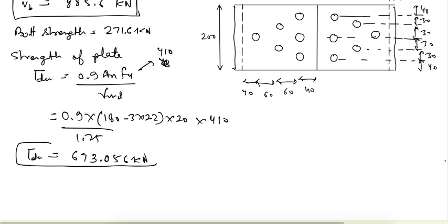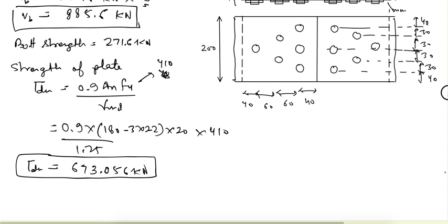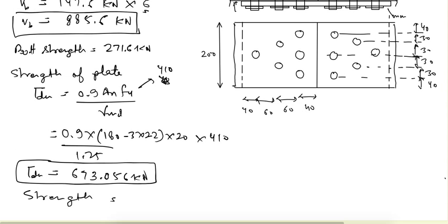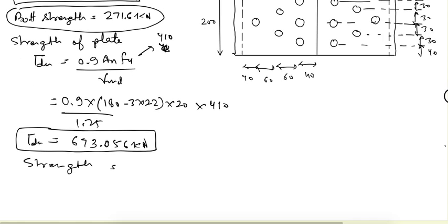So we have obtained the strength of bolt and we have obtained the strength of plate in rupture. So the strength of joint would be the minimum of these two, that is strength of bolt and strength of plate at critical section. So strength of bolt is 271.6, and strength of plate is higher, that is 673 kilonewton. So obviously the strength of joint is equal to 271.6 kilonewton.